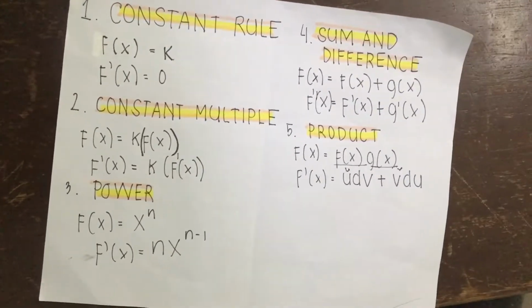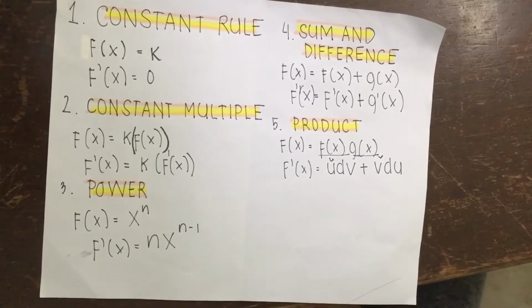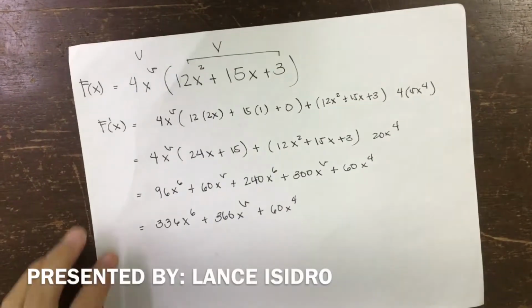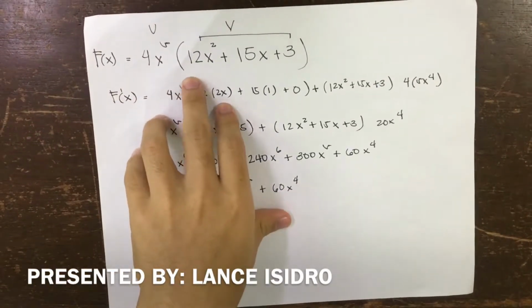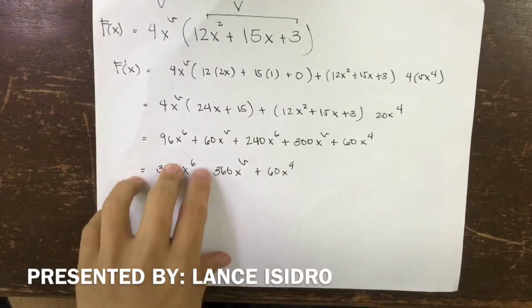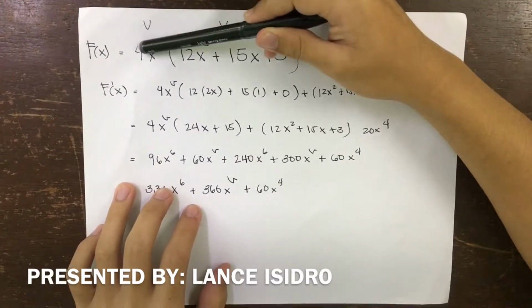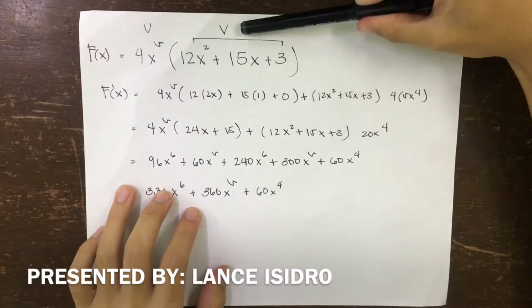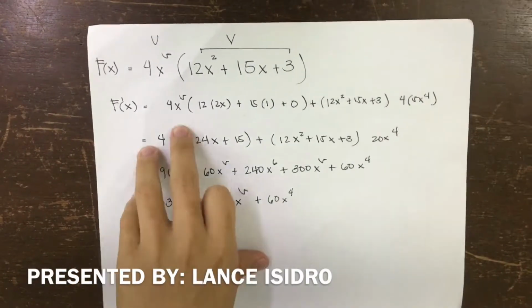So that is your first 5 rules, and let us show you some examples that apply these rules. For this problem, f of x is equal to 4x raised to 5 times 12x squared plus 15x plus 3. So, ang una natin gagamitin is product rule. U is 4x raised to 5, v is equal to 12x squared plus 15x plus 3.